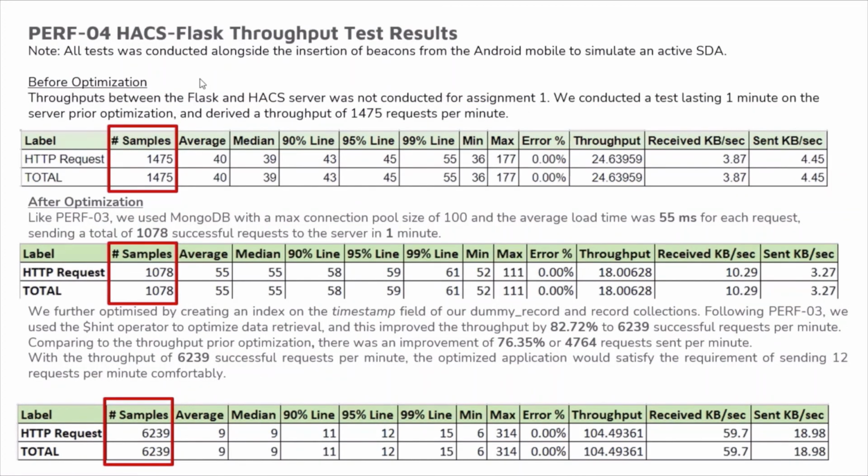For throughput between Hogs to Flask, in our slides we made a comparison to before we optimized our current architecture, where it could send 1,475 requests per minute. But after our first optimization, which is to implement a max connection pool size of 100, it decreased to 1,078 requests per minute. We realized that this is probably due to not having indexes on our timestamp column, which made the query very long. Therefore, after creating an index and testing it again, the throughput increased to 6,239 requests per minute.